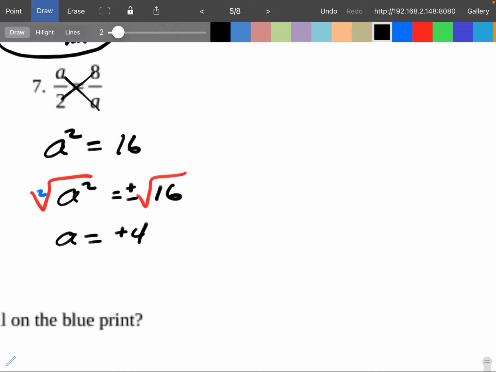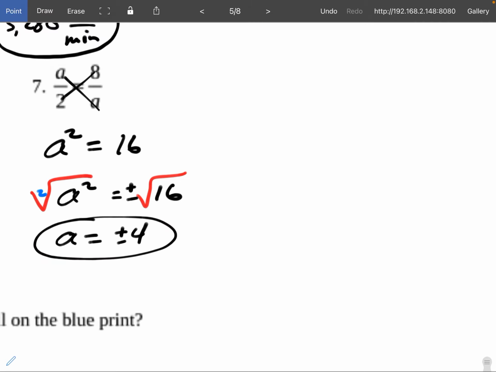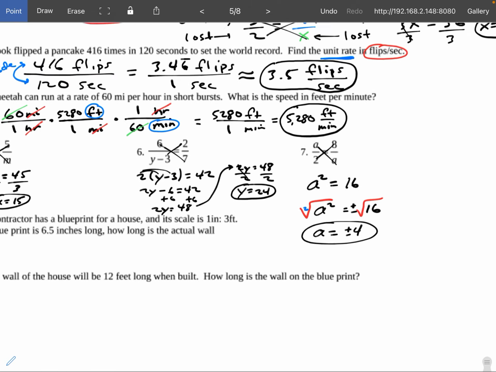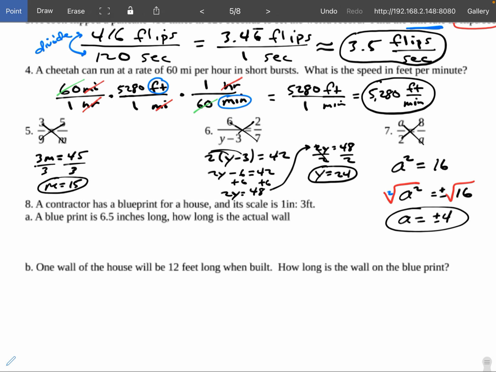Whenever we take the square root of both sides, we put a plus or minus in there, because we've got to get 2 answers. One answer was positive 4, and the other one was negative 4. Does that make sense? If you put 4 in there, 4 times 4 would be 16. But if you put negative 4 in there, negative 4 squared would be negative 4 times negative 4. That would also be positive 16. That's why we have 2 answers here. A is 4 and A is negative 4. All right, the next one.